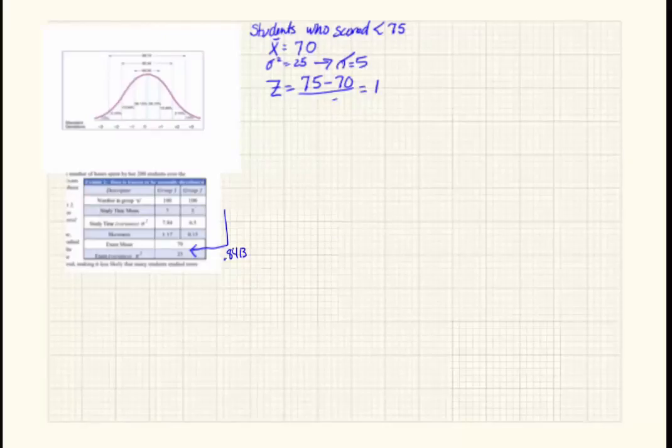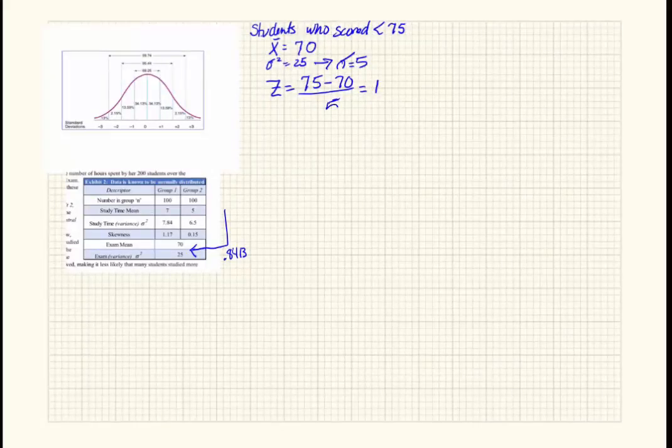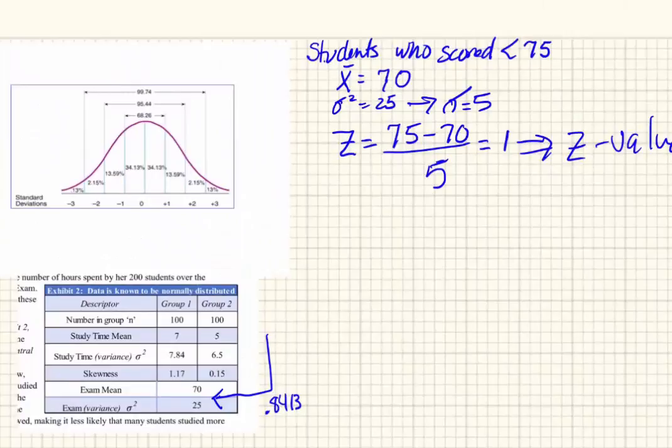So we understand where that 0.84 came from, and so we're going to go ahead and write that up here. So we have 1, which we know is a z-value, and that z-value equals 0.8413. Oops, I left off the 4. Hold on, let me fix that. 0.8413.